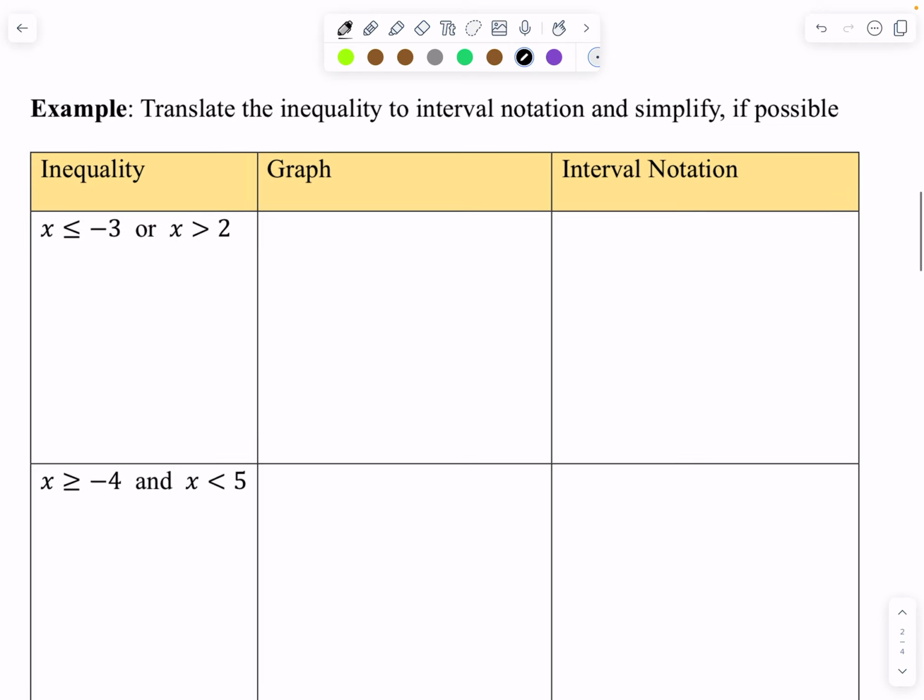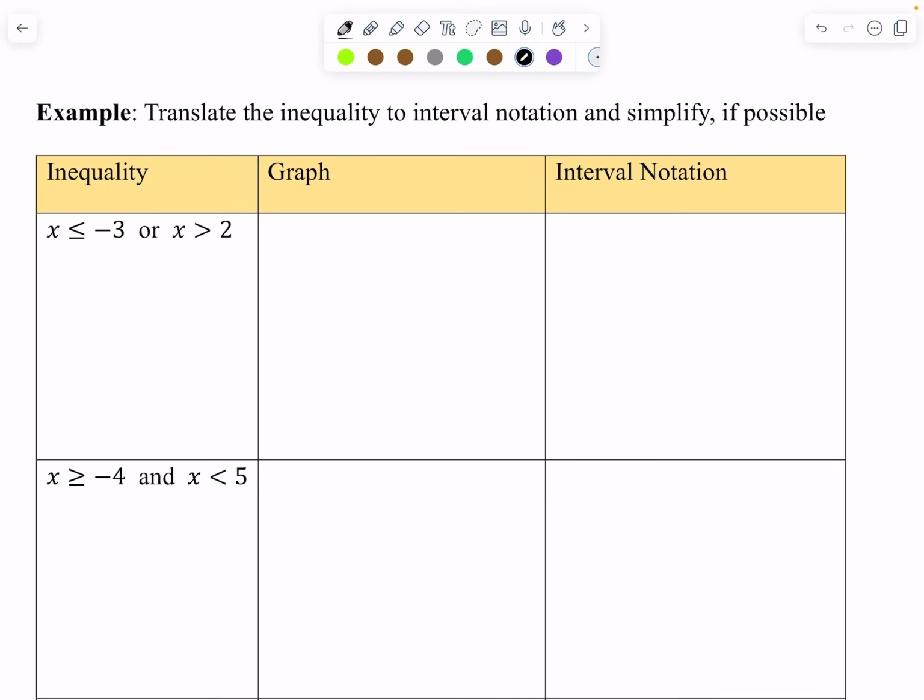So let's practice, first looking at these different compound inequalities and thinking about: could we rewrite the inequality in a more compact form? What does the graph of the inequality look like on the number line? And then how could we write that same inequality statement in interval notation? Okay, so for x less than or equal to -3 or x greater than 2, that's an or statement, so I can't combine that into a more compact notation of the inequality notation.